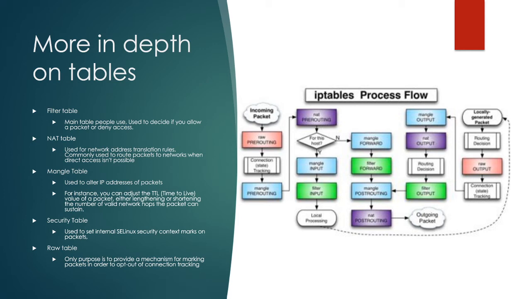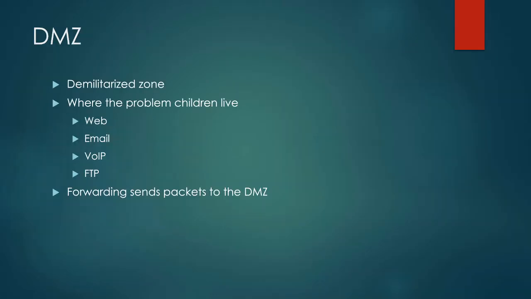When we're talking about tables, there's actually different types of tables that you might end up seeing. Normally, we'll just end up seeing the filter table. This is the main table that people will use, and this is how we decide if we are allowing or denying packet access. Sometimes we might end up seeing things like the mangle table, where we would alter IP addresses of packets. If you are doing something like SE Linux, you might end up using the security table, but there are different tables that you might end up seeing and different places that you can add rules in.